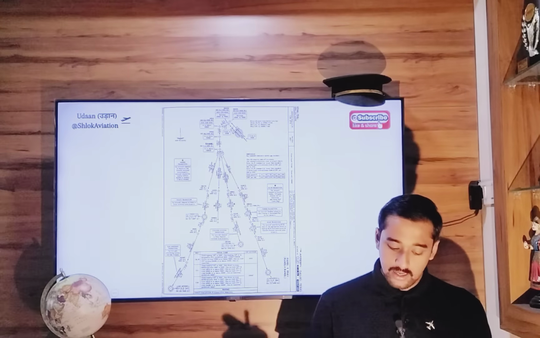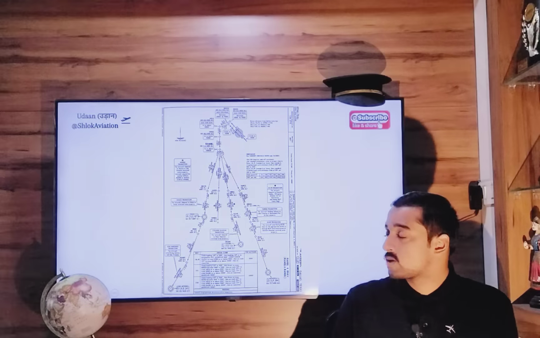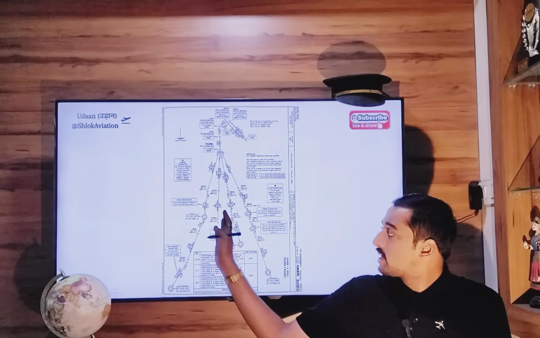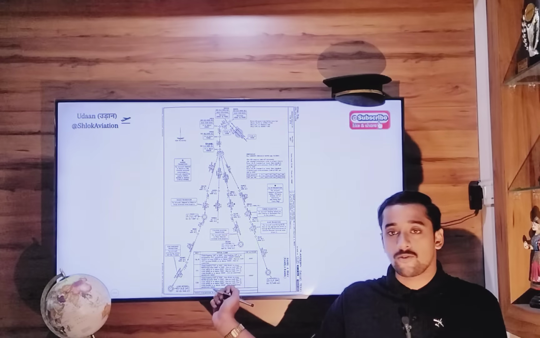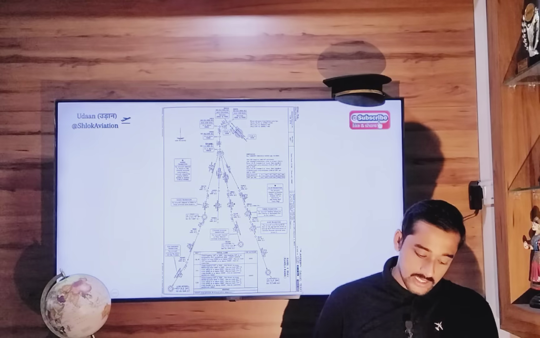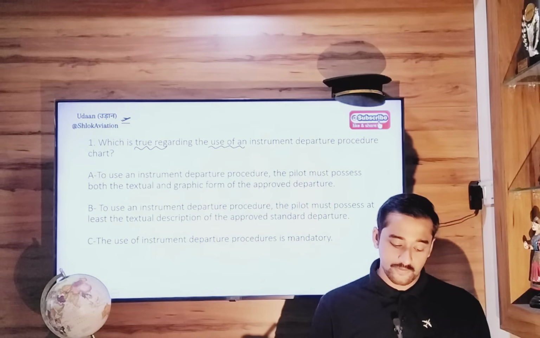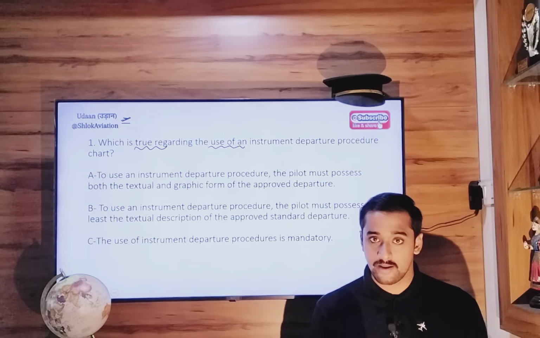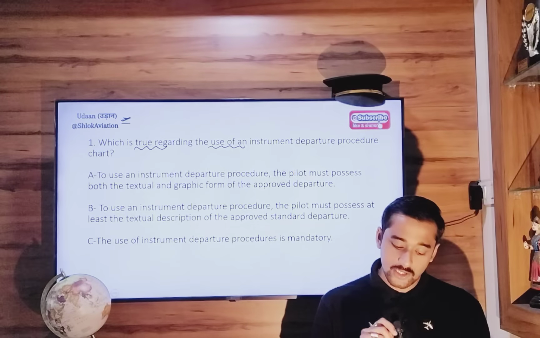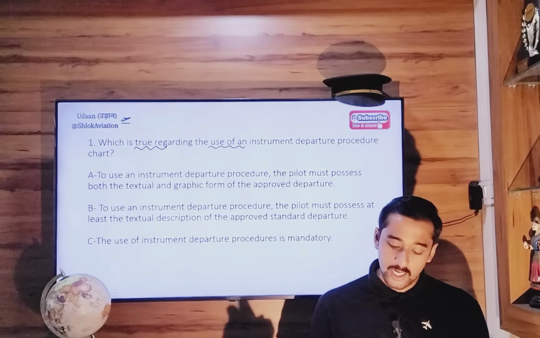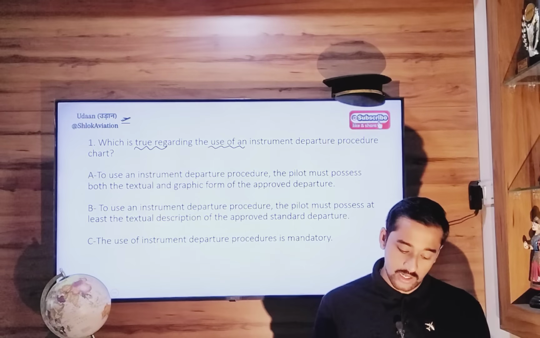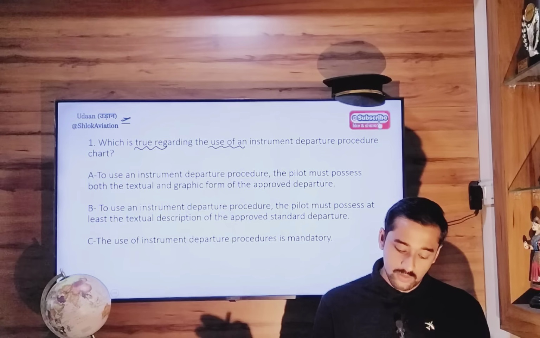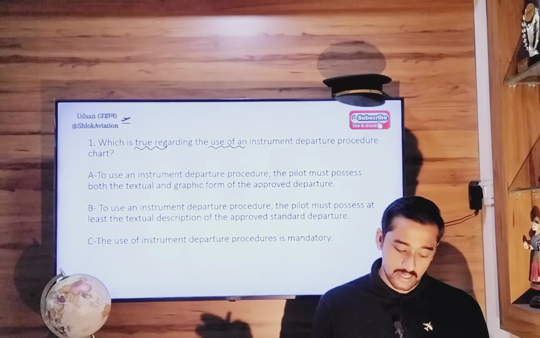So here, now this is an example or illustration of an instrument departure procedure chart. You have this graphical depiction, you have the written format also. So is it vital or necessary to be in possession of both textual and diagram? Option B: To use an instrument departure procedure, the pilot must possess at least the textual description of the approved standard departure. Option C: The use of instrument departure procedures is mandatory.